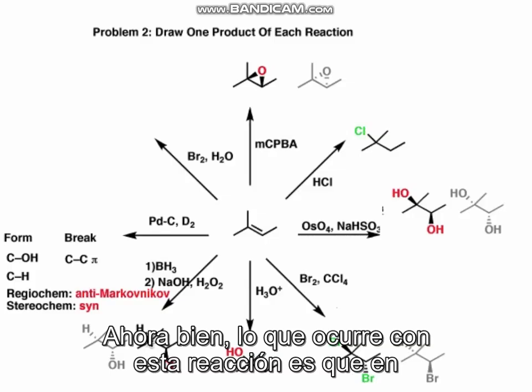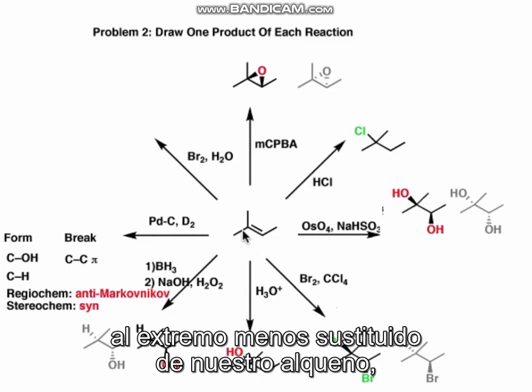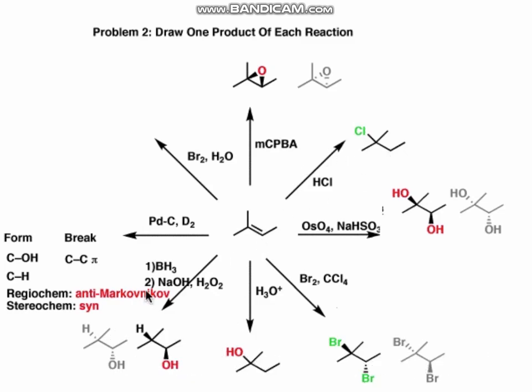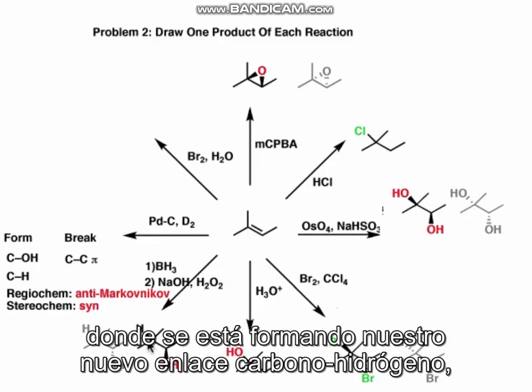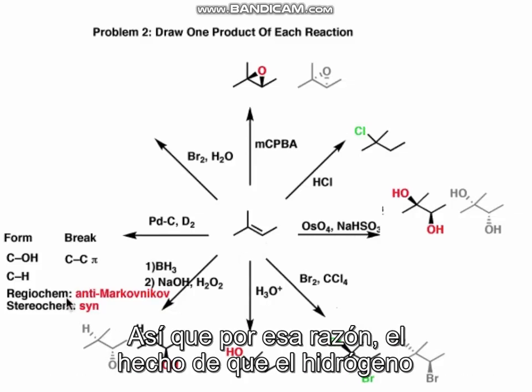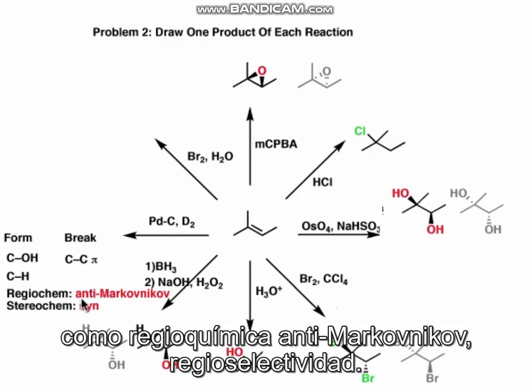Now, what's interesting about this reaction is that in previous examples, we saw how hydrogen was adding to the less substituted end of our alkene. So for example, with HCl, it added here, and with H3O+, it added here. Now in this case, we're actually taking the more substituted end of the alkene, and that's where our new carbon-hydrogen bond is forming. And we're forming a carbon-oxygen bond on the less substituted end of the alkene. So for that reason, the fact that hydrogen is on the more substituted and OH is on the less substituted, we refer to this as anti-Markovnikov regiochemistry or regioselectivity.